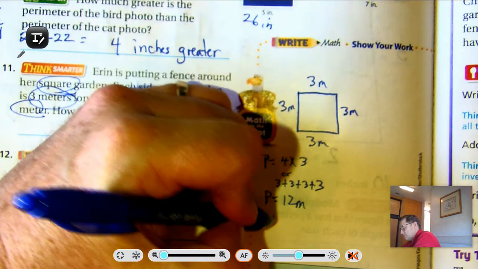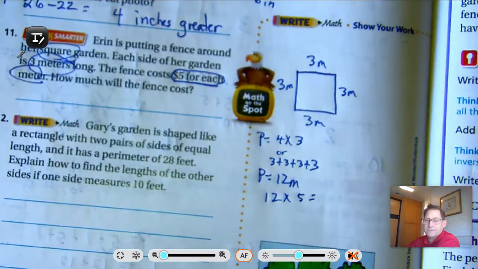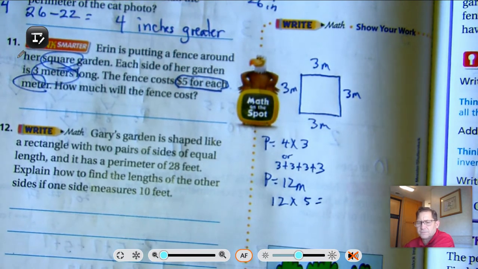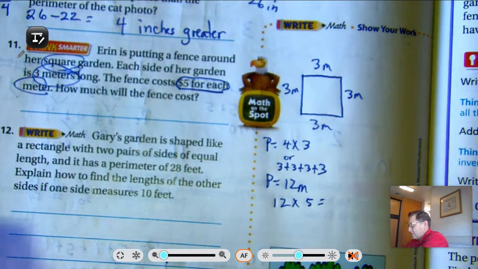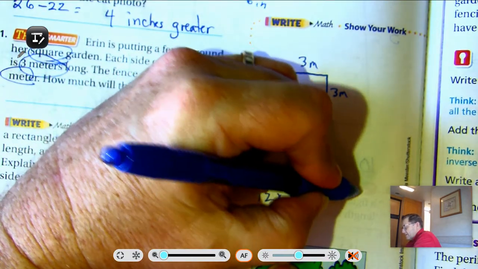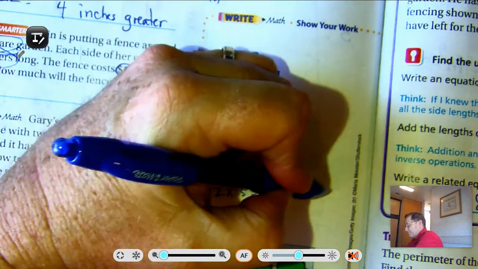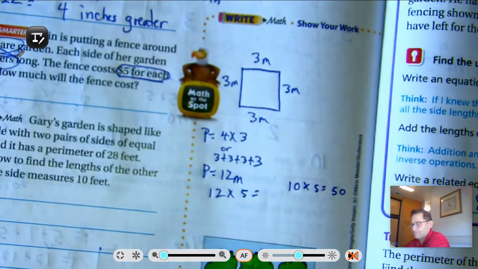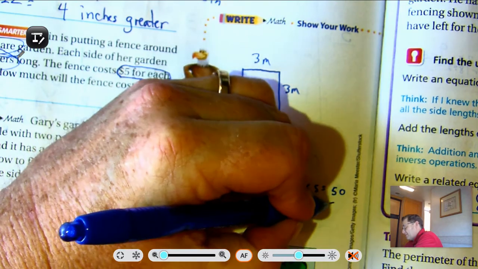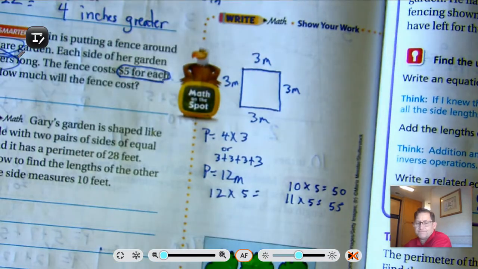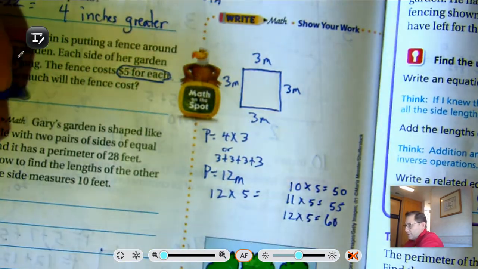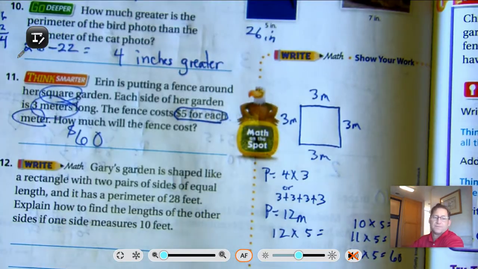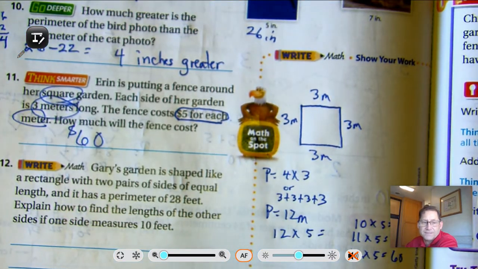Can we count 12 times 5? Sure, we can count 12 fives. Even if I had to skip count them, we could do that, right? We go 5, 10, 15, 20, 25, 30. But we could make it a little faster if I knew that 10 times 5 is 50. So one more 5 would be 55. And then one more 5 would be 60. So it's going to cost $60 of fencing. 12 times 5 is 60.